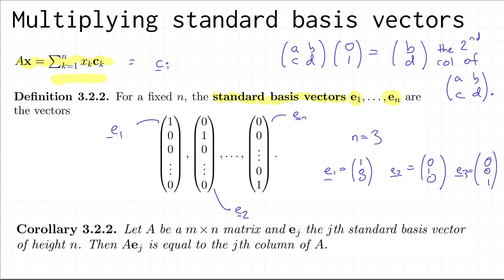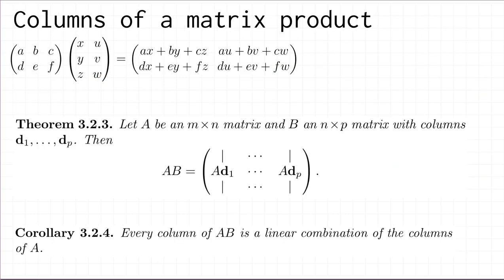Okay, let's see what else we can say about doing matrix multiplication column-wise. So we're going to think about a slightly larger version of the example we looked at before. This time we're going to multiply a 2 by 3 matrix into a 3 by 2 matrix. So the result will be a 2 by 2 matrix.